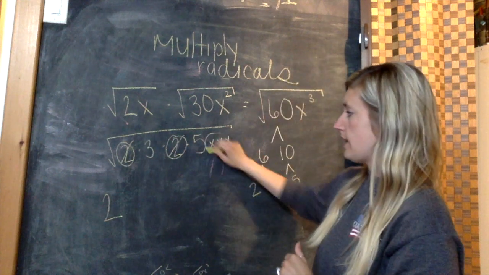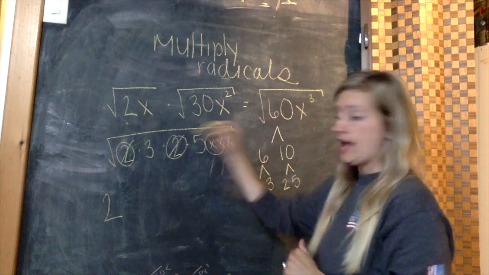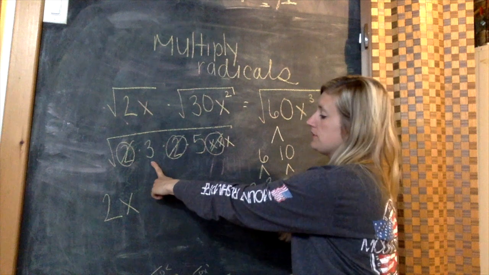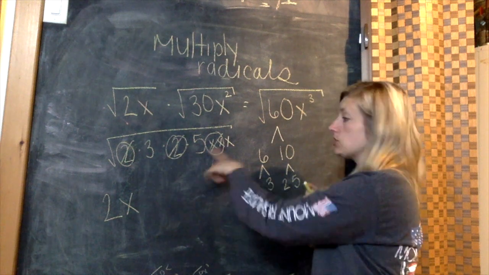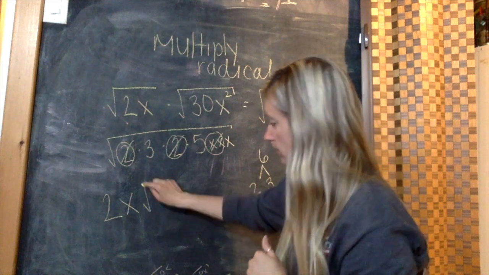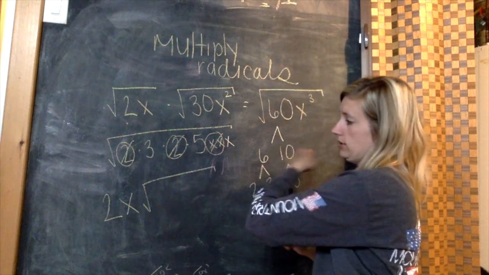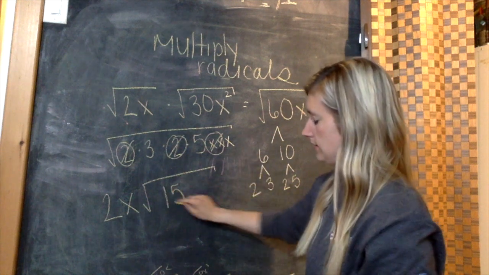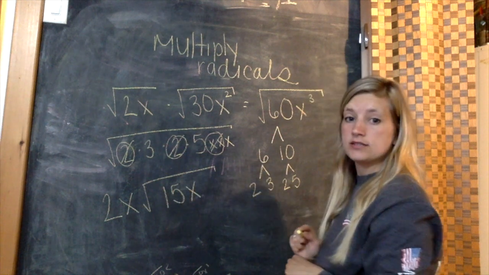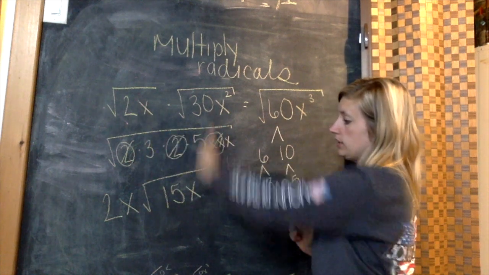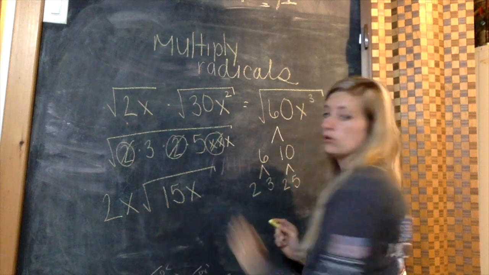I have a pair of x's. So an x is going to come out front. And then I have a 3 with no match, a 5 with no match, and an x with no match. So that's what's stuck underneath the radical. And then just like last week, you multiply it all together. So 3 times 5 times x is 15x. Okay? So radical 2x times radical 30x squared is 2x radical 15x.